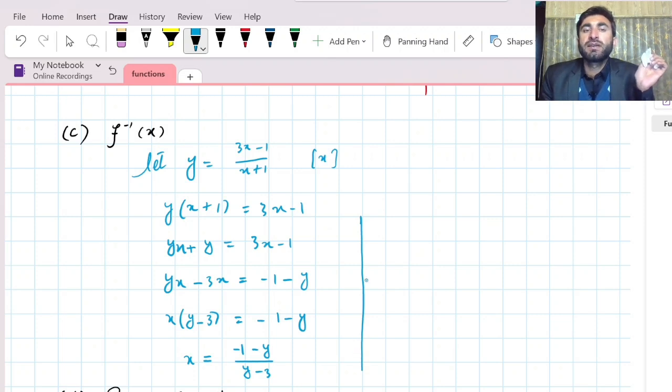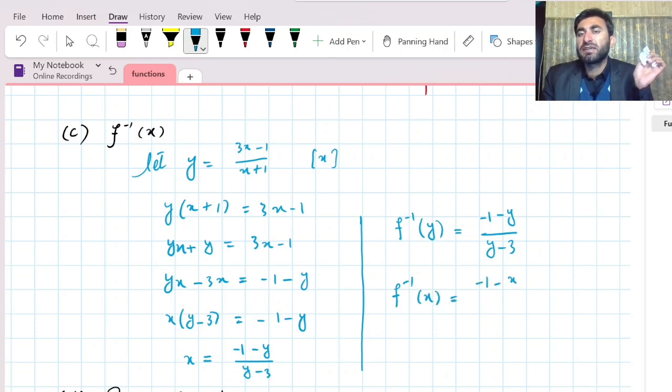x is now the subject. So we just replace x with f inverse of y according to the procedure. It will be minus 1 minus y divided by y minus 3, and because we needed f inverse of x, it's f inverse of y, so replace y with x, it will become f inverse of x equals minus 1 minus x divided by x minus 3. So that is the inverse of function f.